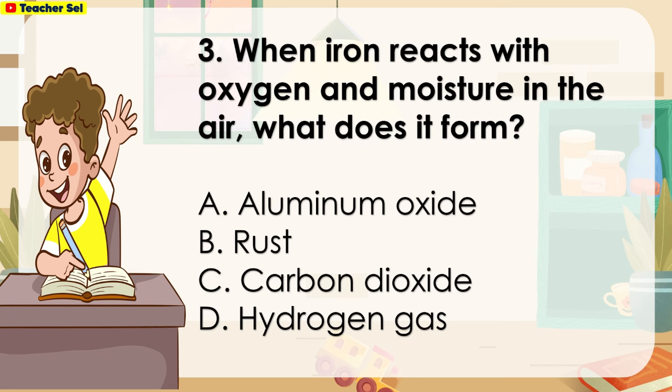When iron reacts with oxygen and moisture in the air, what does it form? A. Aluminum oxide. B. Rust. C. Carbon dioxide. D. Hydrogen gas. Very good. It's letter B. Rust.